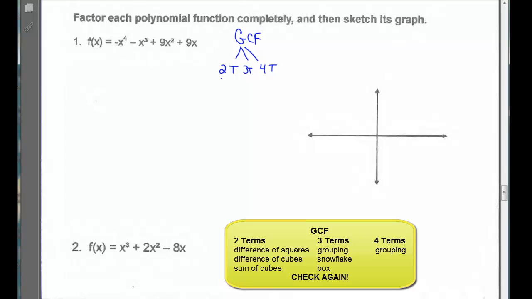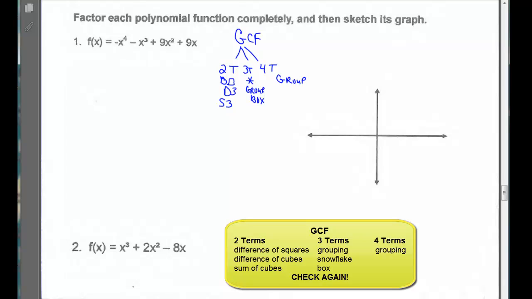If it's got 2 terms, we look to see if it's a difference of squares, a difference of cubes, or a sum of cubes. If it's 3 terms, we can use the snowflake method, grouping method, or box method. If it's 4 terms, we're using the grouping method.